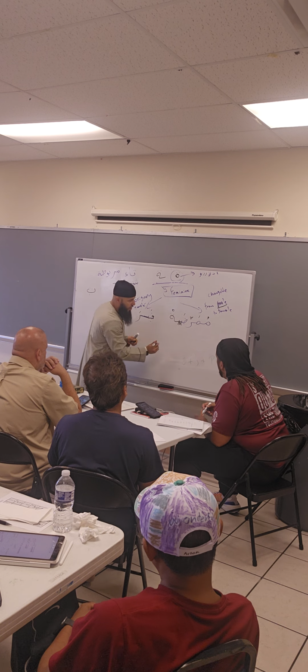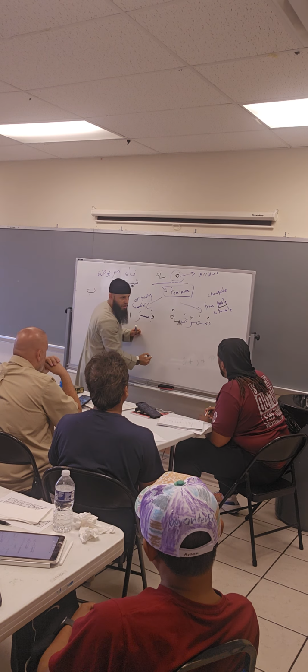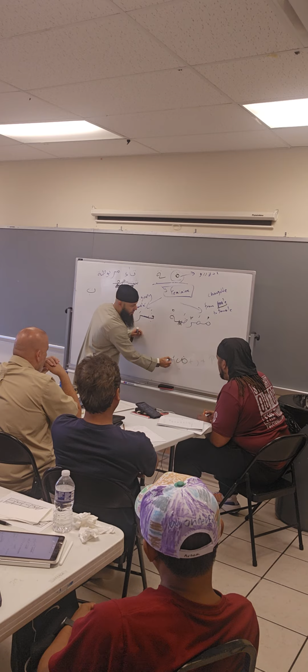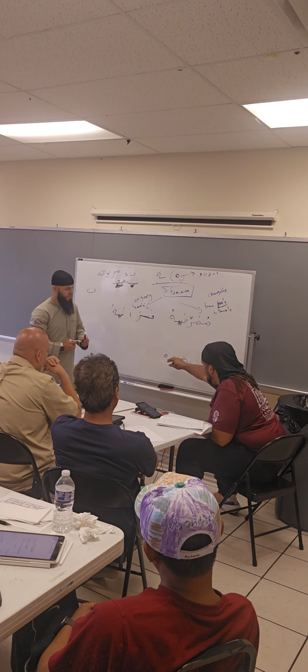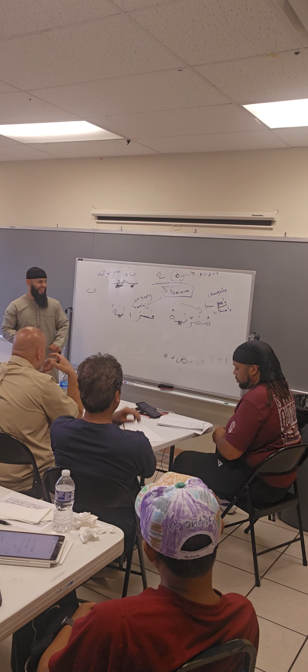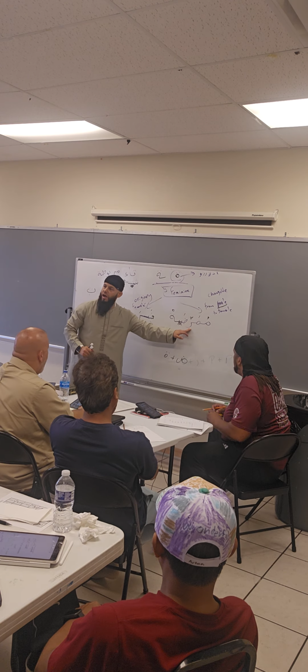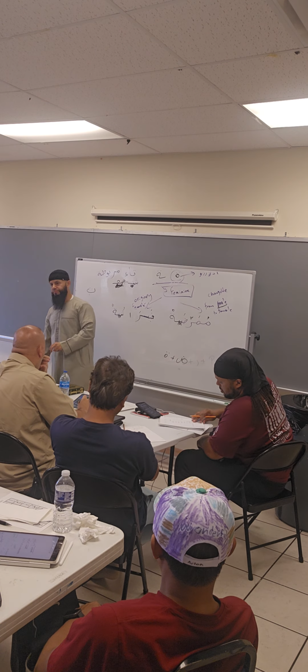What about the da? You forgot the da. It should be here. Da, and then, yes. So this is mumarrida. So it's ma, ra, da, and then ta. Ta marbuta.